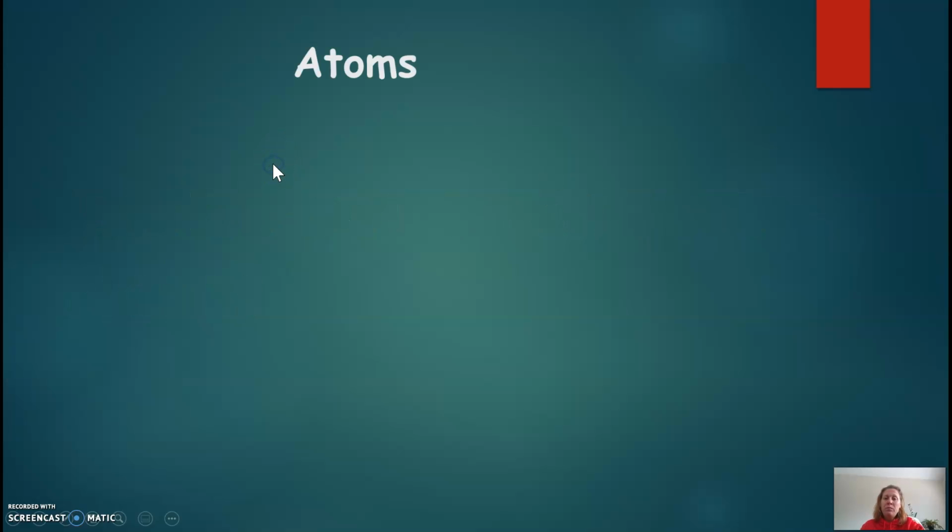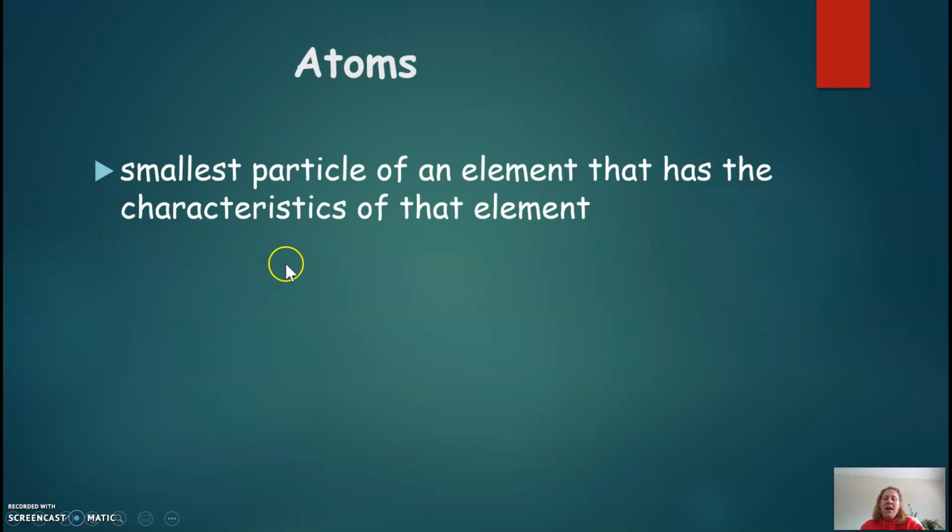Here we go. Okay, so the first thing, atoms. The fancy chemistry definition of an atom is the smallest particle of an element that still has the characteristics of that element. Always define an atom as like an M&M. Technically, if you take off the shell, it's not an M&M. If the characteristics of an M&M is it has a candy shell, it's chocolate in the middle, and there's an M, that's an M&M atom.